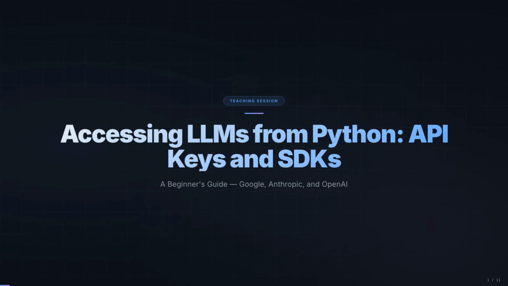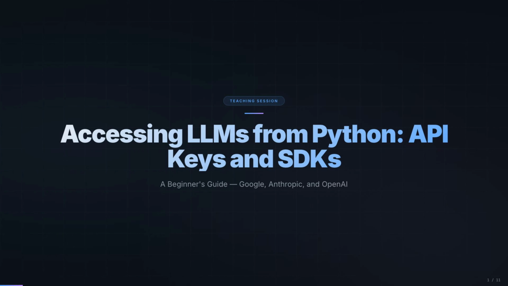This video has two parts. Part 1 is theory: what closed source LLMs are, where they actually run, what an API key is, what a Python SDK is, and which three providers matter most right now. Part 2 is a live recording showing you how to create API keys and call the models from real Python code. By the end, you will understand the complete picture from your keyboard to the model and back. Let's start with the fundamentals.